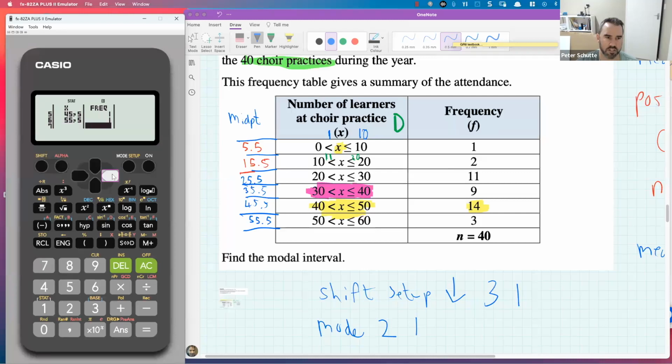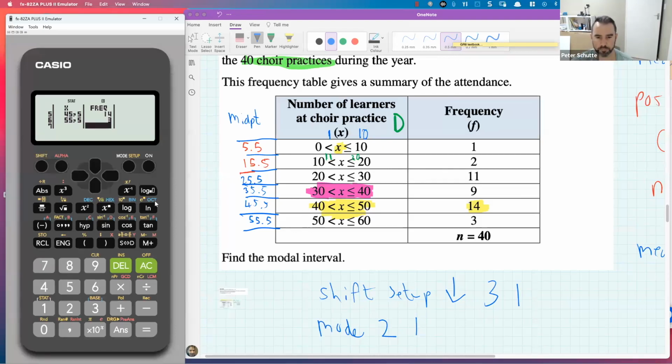Okay, now I'm not done because I still need to change these frequency counts. There's one item in the first interval, but there's two items in the second interval. So I go 2 equals 11 equals 9 equals 14 equals 3 equals. At this point, I've inputted my data set with an estimate value for each item in the interval, and I've also recorded how many times it occurs.